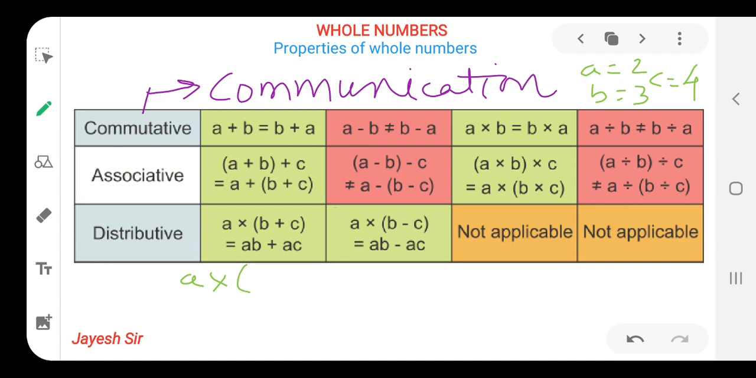A multiplied by (B plus C) is equal to AB plus AC. Here friends, what we are supposed to do, we have to just put the values and check whether it satisfies or not. It is mentioned in green, that means it will definitely satisfy. Now how we have done this, we have to multiply A under the bracket.